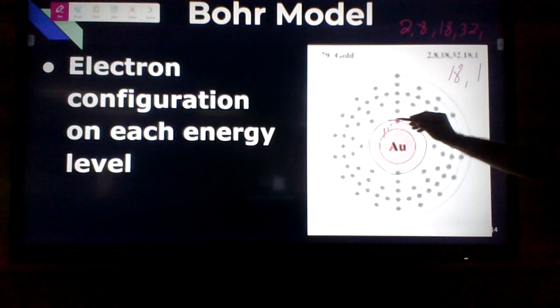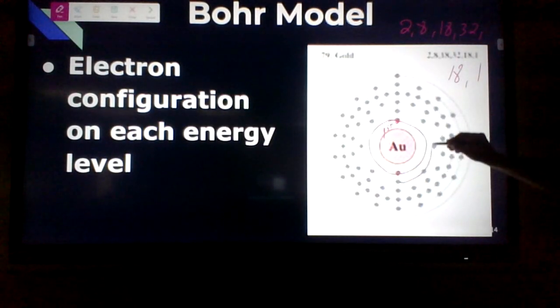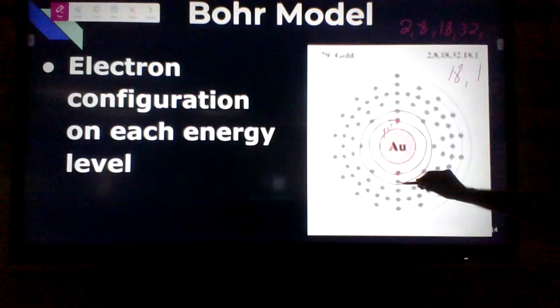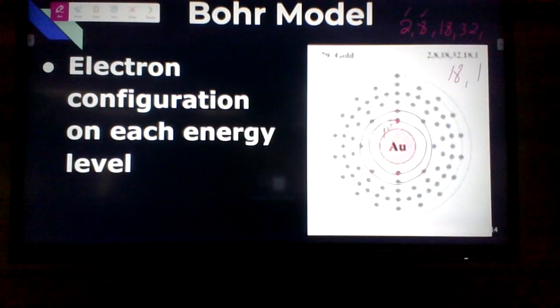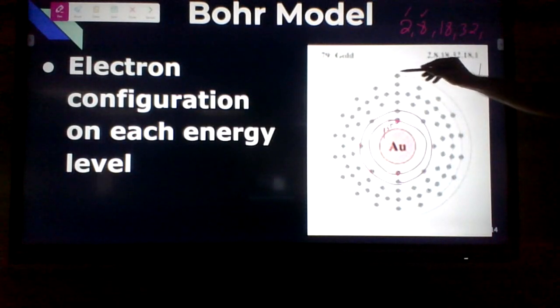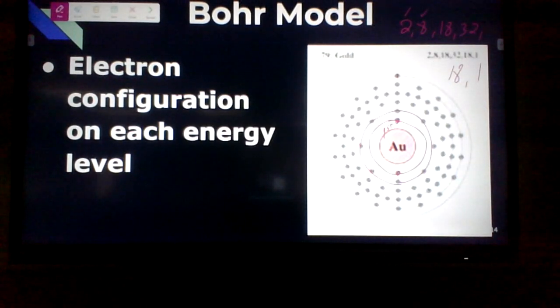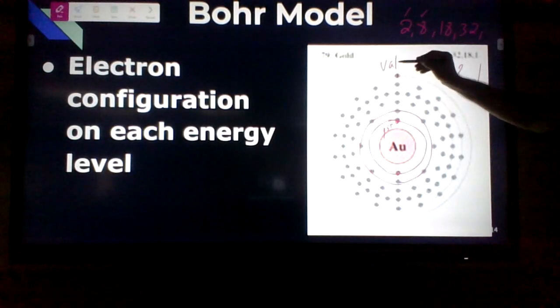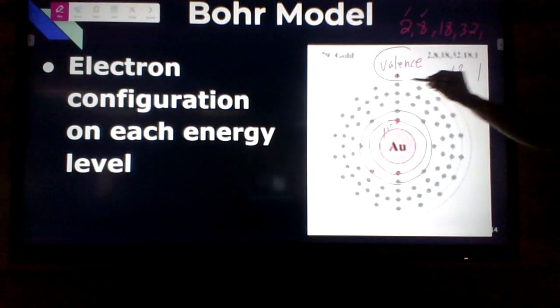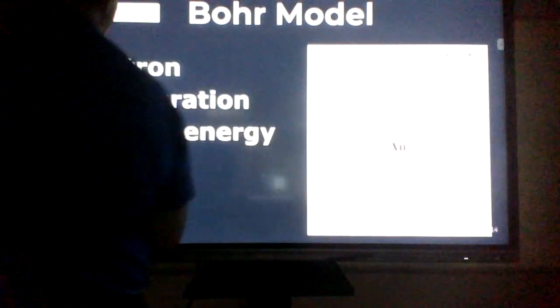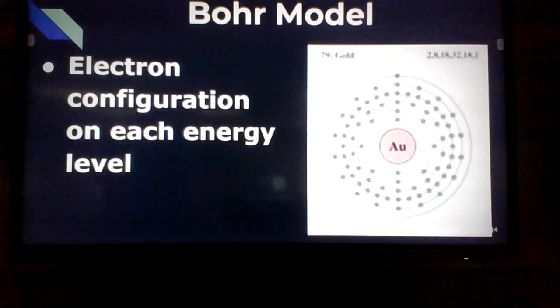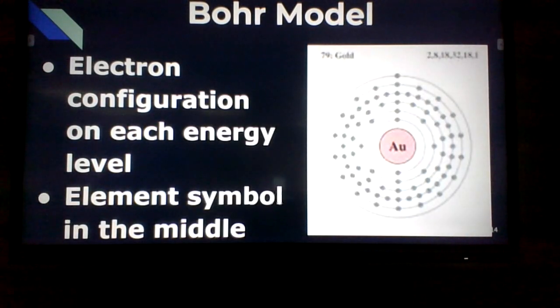And you see the 2 electrons on that first level. And I won't do all of them, but the first couple. And here you have 1, 2, 3, 4, 5, 6, 7, 8. So we got 2 on the first, 8 on the second. And then we have 18 on the third, then 32, then 18, and then 1 out there on the outside. This one is the valence that I mentioned a little while ago. The outside electrons on the outermost energy level are called valence electrons, and those determine what the atoms do with each other. The element symbol goes in the middle.